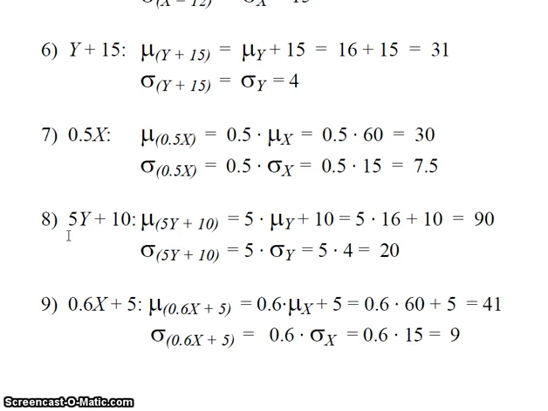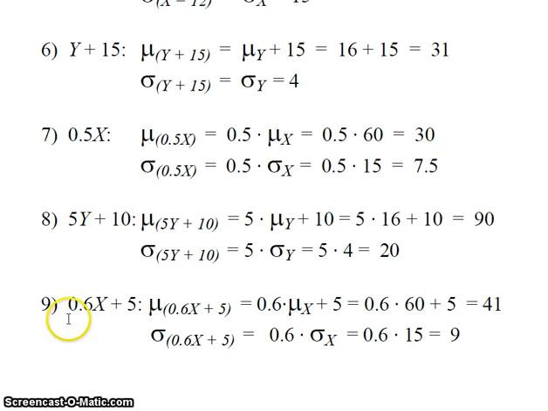If you transform y by multiplying it times 5 and then adding 10, the mean of 5y plus 10 is going to be 5 times the original mean of y plus 10. 5 times 16 plus 10 is 90. The standard deviation of 5y plus 10 is going to be 5 times the original standard deviation of y, and 5 times 4 is 20.